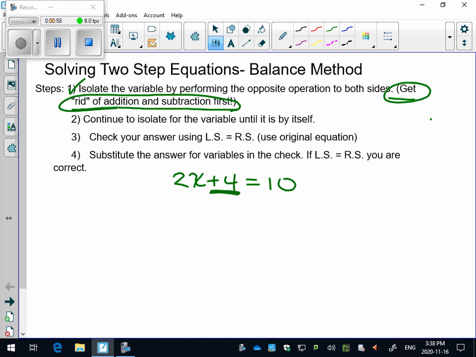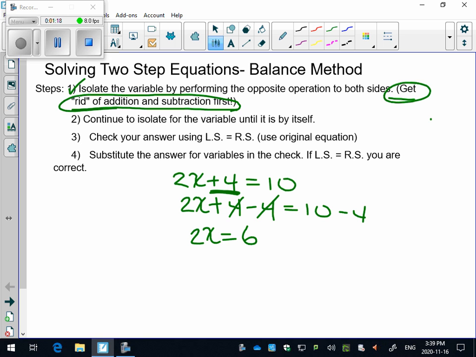So we didn't do anything to the 2x, it's going to stay there, but in order to get rid of plus 4, we have to subtract 4 from both sides. So we'll subtract 4 from there, and we'll subtract 4 from there. So 4 minus 4 is gone. So we have 2x now equals 6.